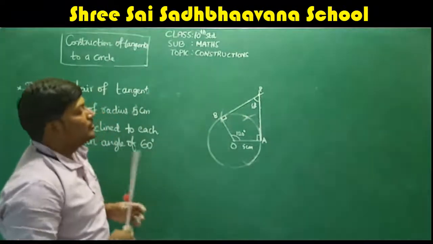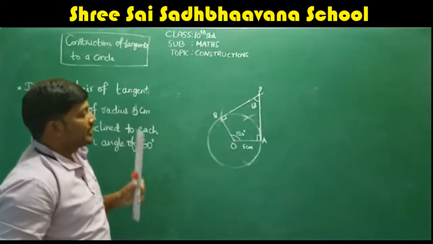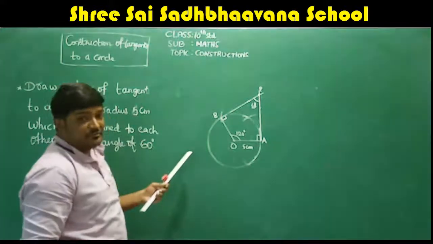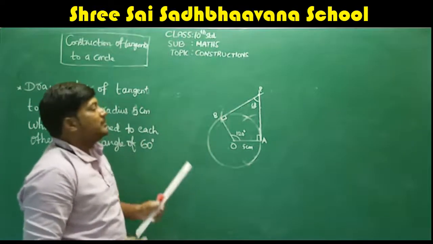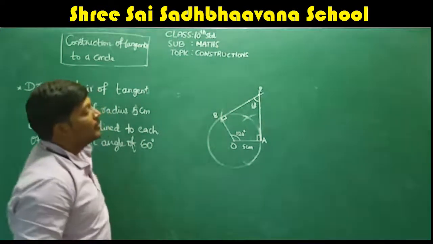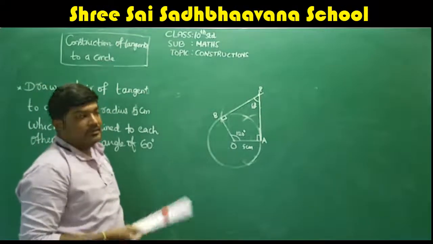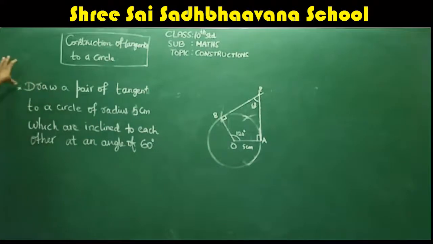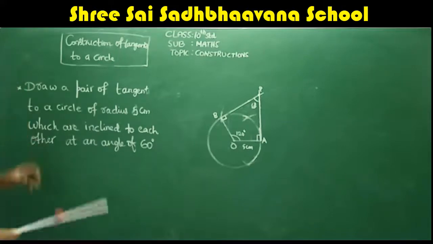So that's all. So we got a construction. We got a pair of tangents which will make a 60 degree angle between them. That is the construction. Now let me explain once again. The question is, draw a pair of tangents to a circle of radius 5 centimeters which are inclined to each other at an angle of 60 degrees.